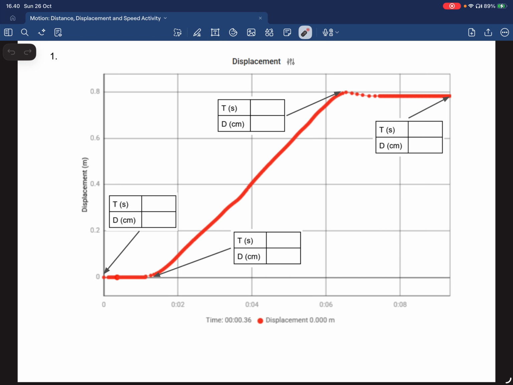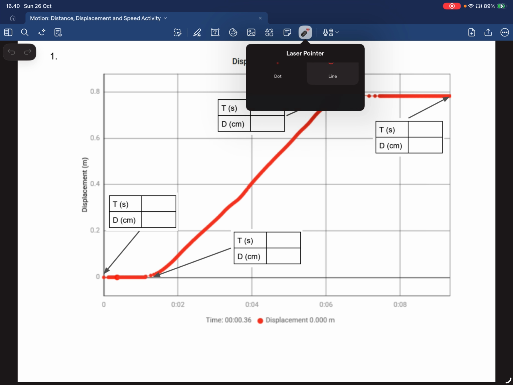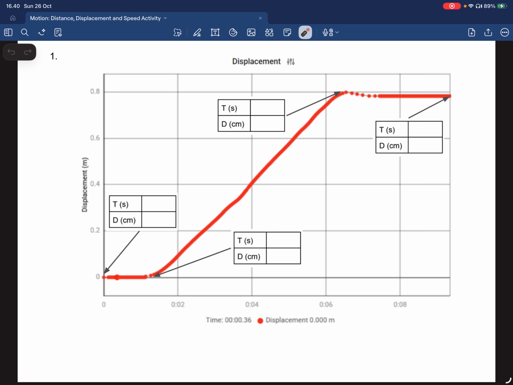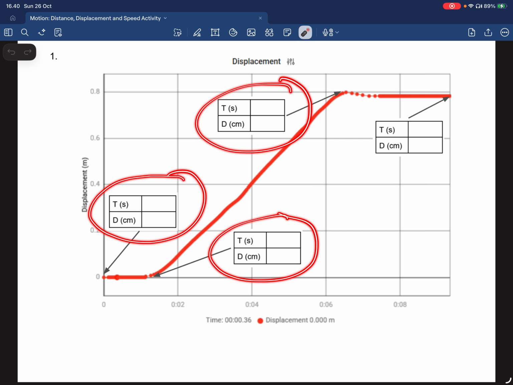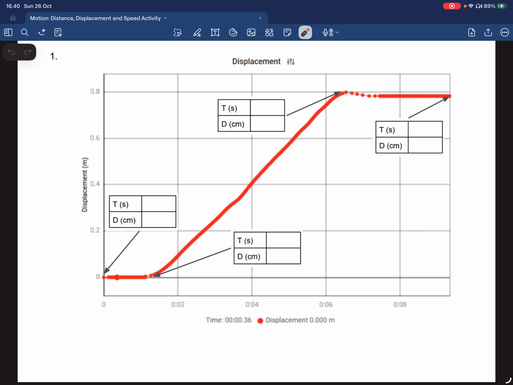All right, ladies and gentlemen, you're going to be trying to match these motion graphs. But before you do, I'm going to ask that you fill out each of these time and displacement boxes so that you will be able to match the motion graphs. So the two that I am going to fill out to show you how to do it are going to be this one and this one.